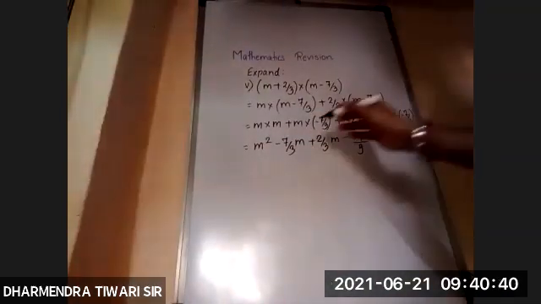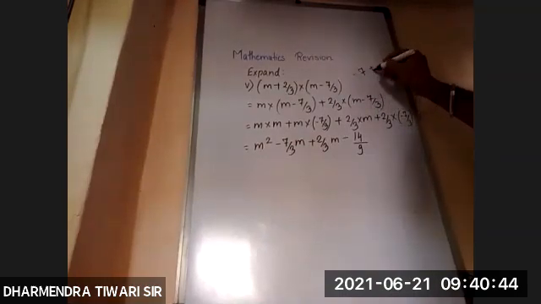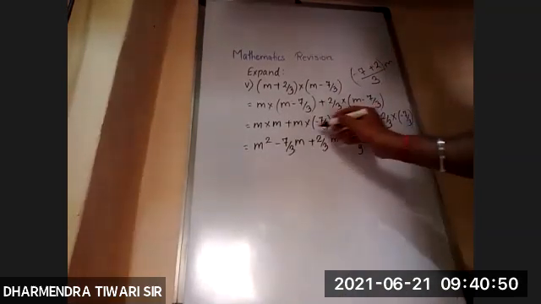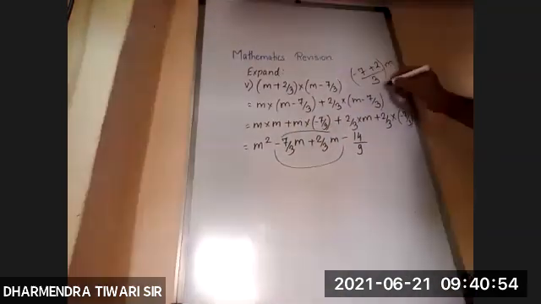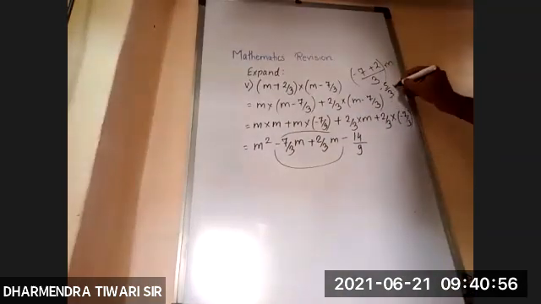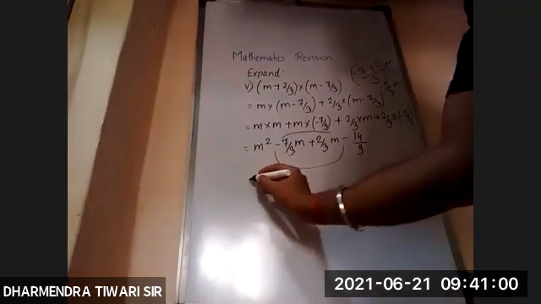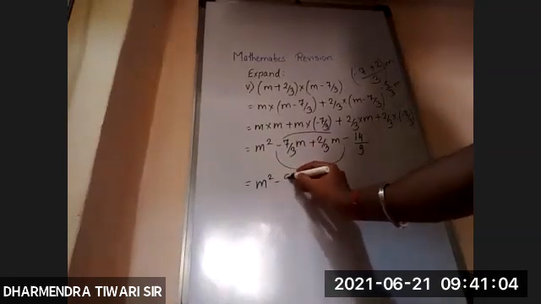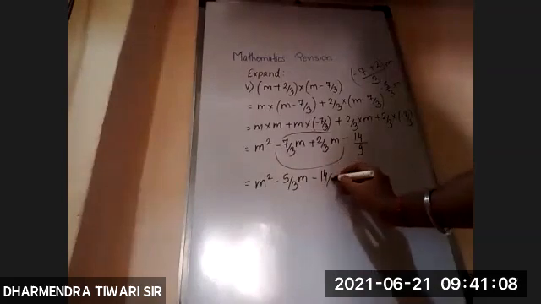So now what we are having? We are having minus 7 plus 2. Since the denominator is same, we can take 3 and M is common out of these two terms. So minus 7 plus 2 is minus 5 by 3M. So we can write this as M square minus 5 by 3M minus 14 by 9.